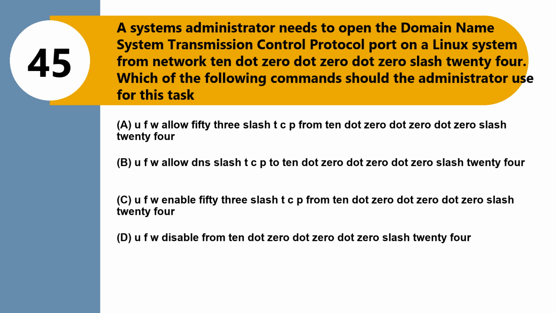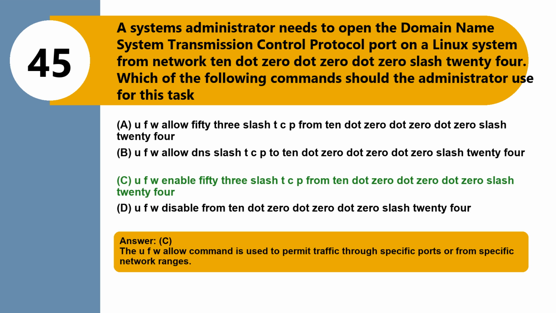Option A, ufw allow 53/TCP from 10.0.0.0/24. Option B, ufw allow DNS/TCP to 10.0.0.0/24. Option C, ufw enable 53/TCP from 10.0.0.0/24. Option D, ufw disable from 10.0.0.0/24. The correct answer is option C, ufw enable 53/TCP from 10.0.0.0/24. The ufw allow command is used to permit traffic through specific ports or from specific network ranges.